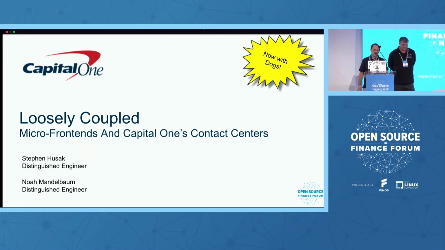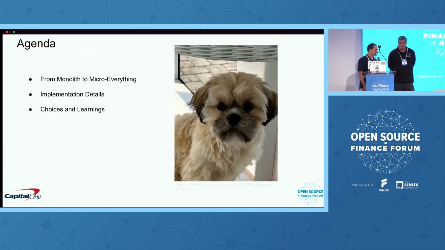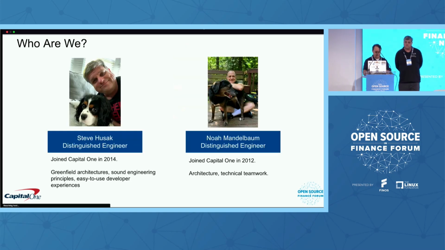We're here to talk about Capital One and a large contact center application that we built using open source technologies and inner source techniques. During this talk, we're going to cover how we went from a monolithic application to a micro-everything architecture. We will also cover some implementation details and some choices and learnings we made along the way.